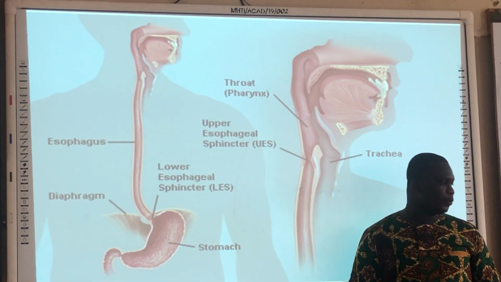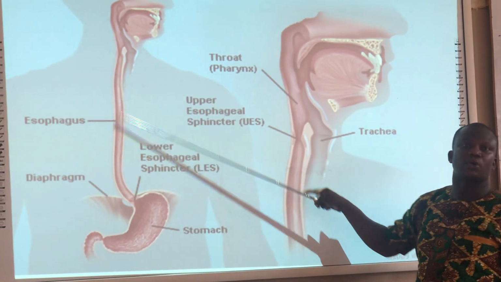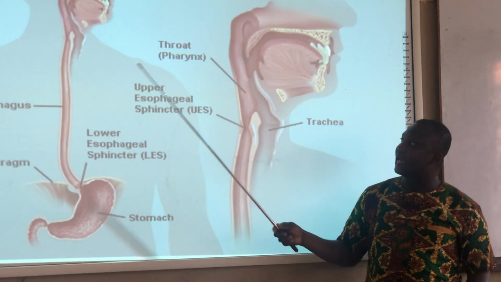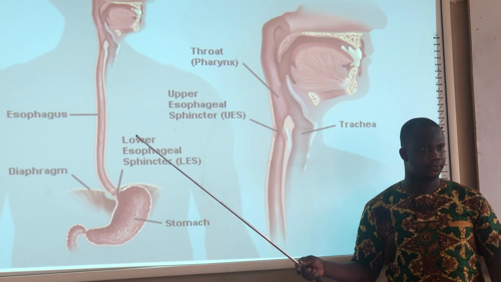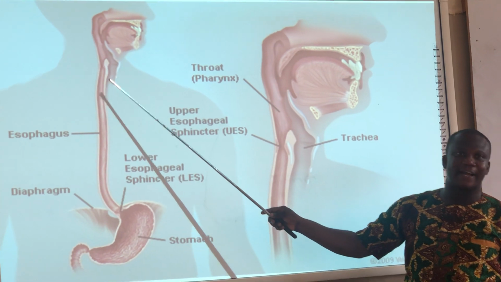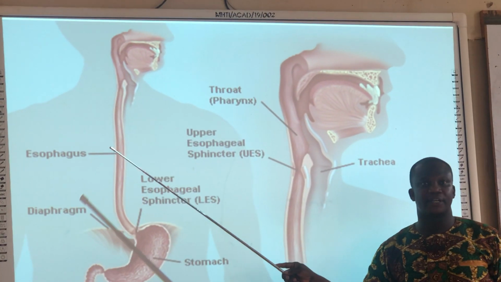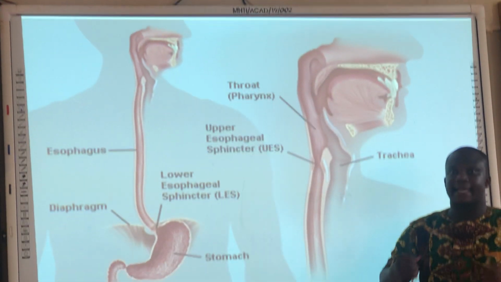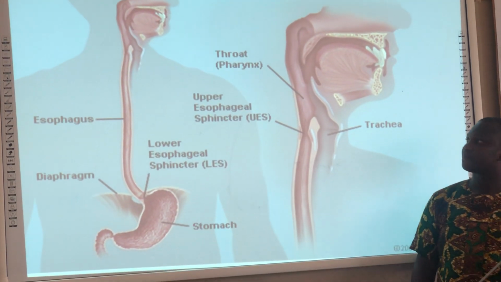Now again, we know that it is a long, straight tube. It measures about 25 centimeters long, and it lies anterior to the vertebra. Posteriorly, at the back of the esophagus, you can find your trachea. So posteriorly is the trachea, within the mediastinum of the thoracic cavity.